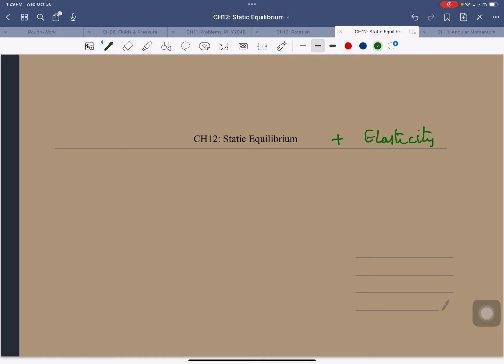All right, so this chapter actually contains two things, static equilibrium and elasticity. Equilibrium means a equal to 0. You do not have any acceleration. If your acceleration is 0, does that mean you're at rest? No. So that's why you have this. Static means your velocity is 0. If your velocity is not 0, then that's dynamic equilibrium.